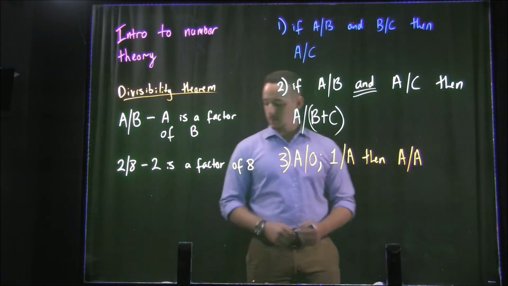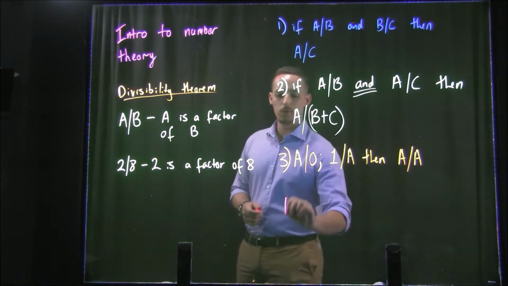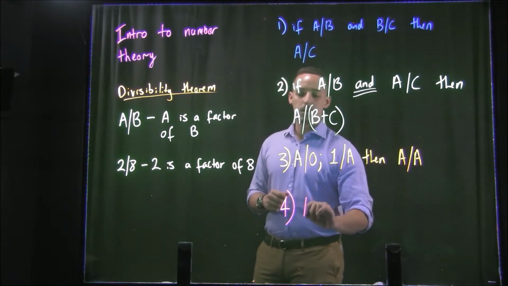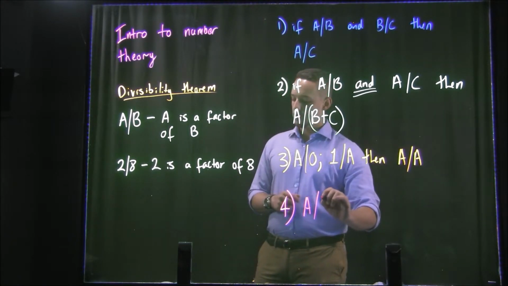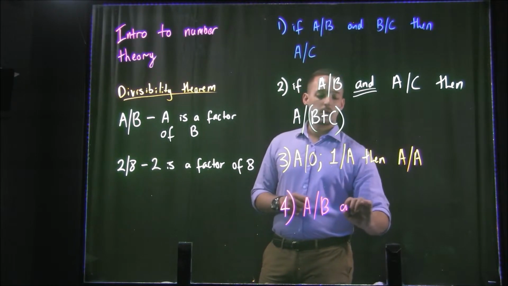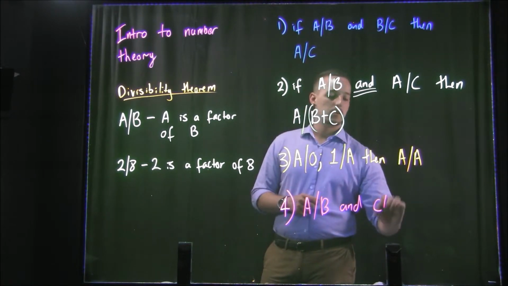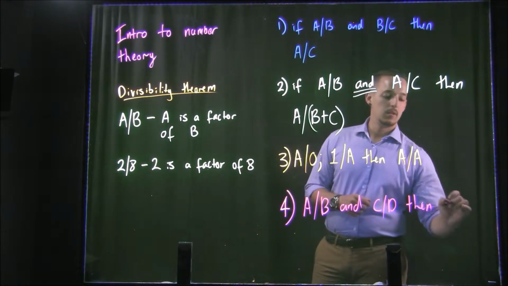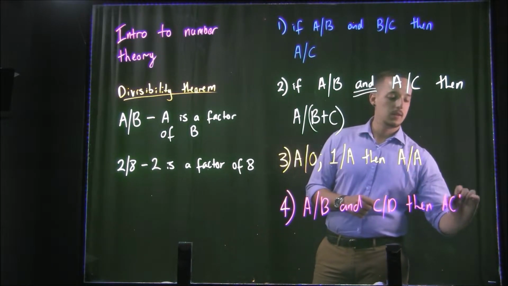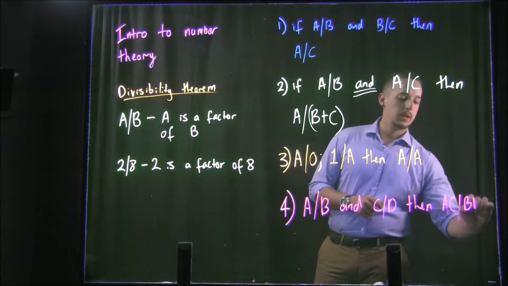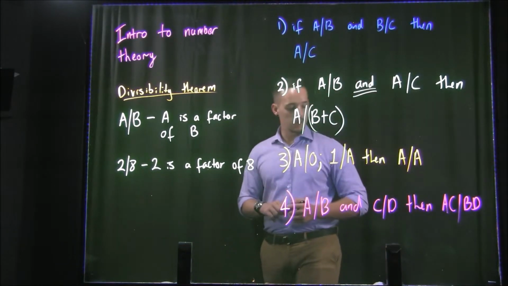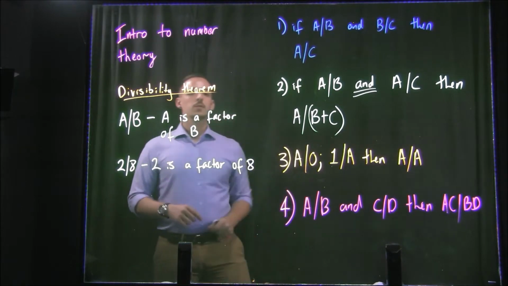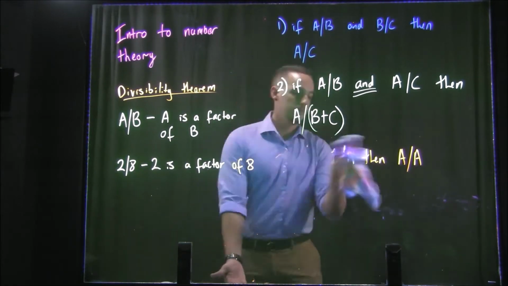And the very last one, 4. If A is a factor of B and C is a factor of D, then AC is a factor of BD. Those are our four main rules. Those are the ones I'm going to focus on right this minute.